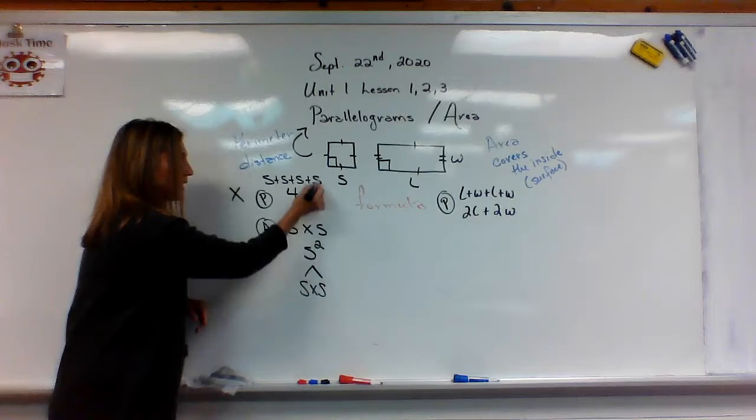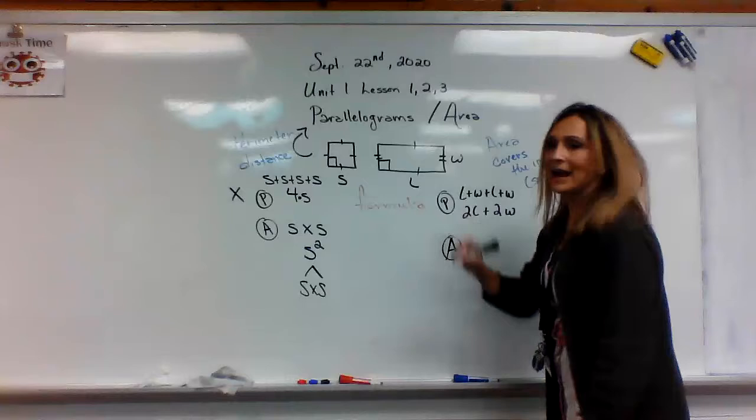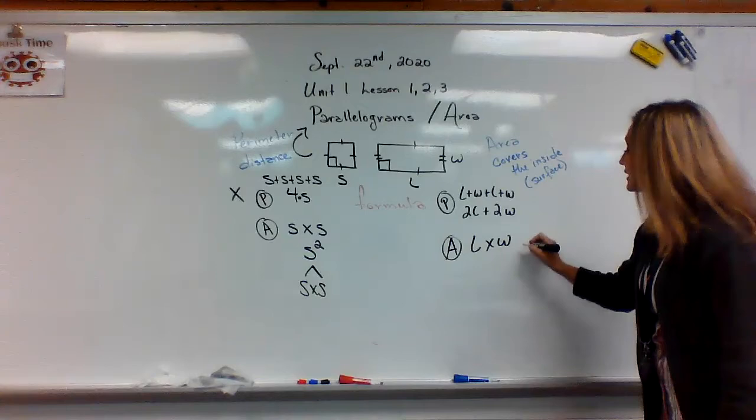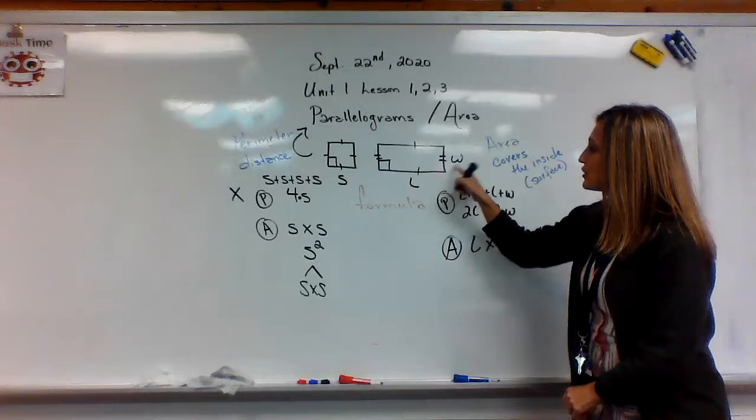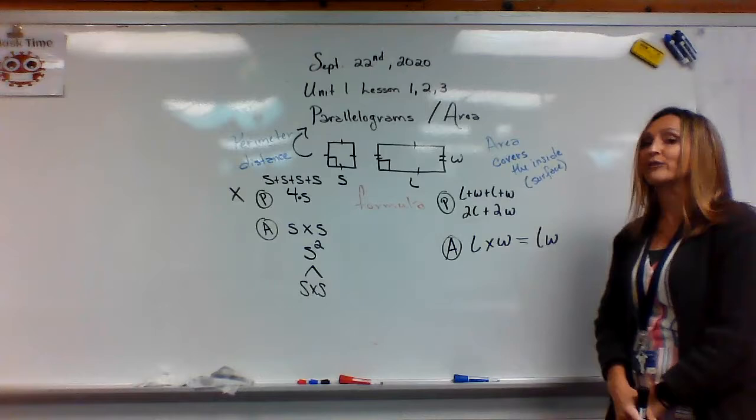Now I want to find the area for that rectangle. Well, I'm going to take length times width. And that length times width is the same as just putting L by W. I'm going to take 2 sides and I'm going to multiply them. And that is the same thing. It's just a different way of writing it when we're thinking about geometry and algebra.